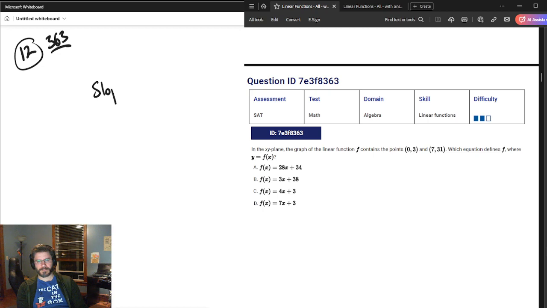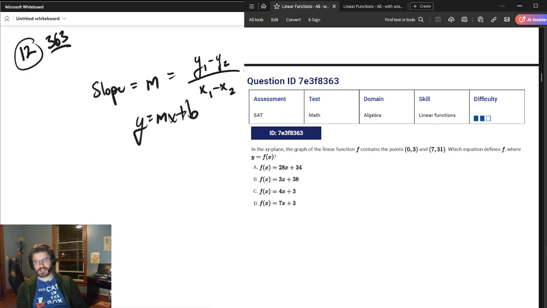Slope, of course, is equal to the m value in y equals mx plus b. And in these cases, we're going to say that that is y1 minus y2 divided by x1 minus x2. You'll see this defined some places as delta y over delta x. That just means change in y divided by change in x.